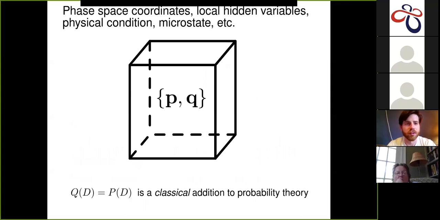Why might you make such an assertion? Well, it probably is because you have, for whatever toy world you're thinking of, some phase space coordinate, local hidden variable, physical condition, microstate, etc., a kind of picture in the back of your mind of a property that you've associated to your system. So I've drawn my physical system with phase space coordinates carved into it. If you have all of those things, then what you're dealing with is a classical world. So Q of D equals P of D is a classical addition to probability theory.